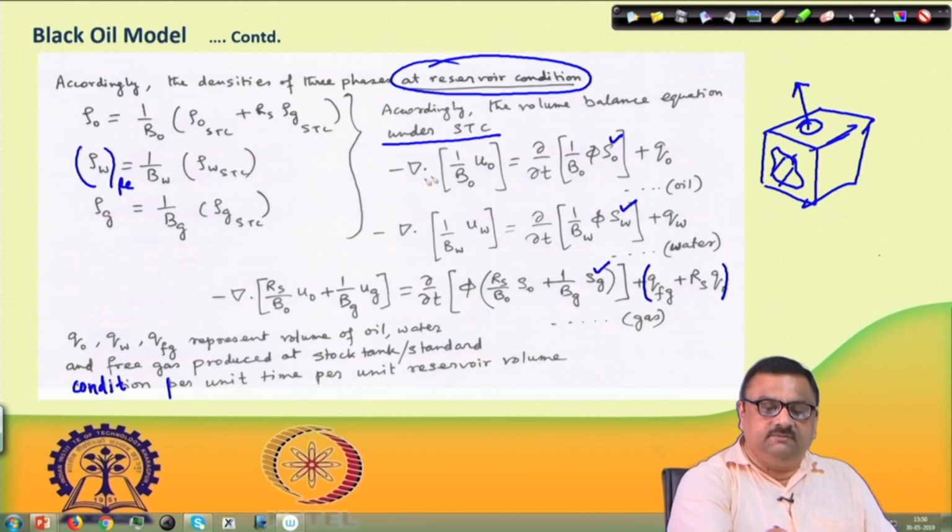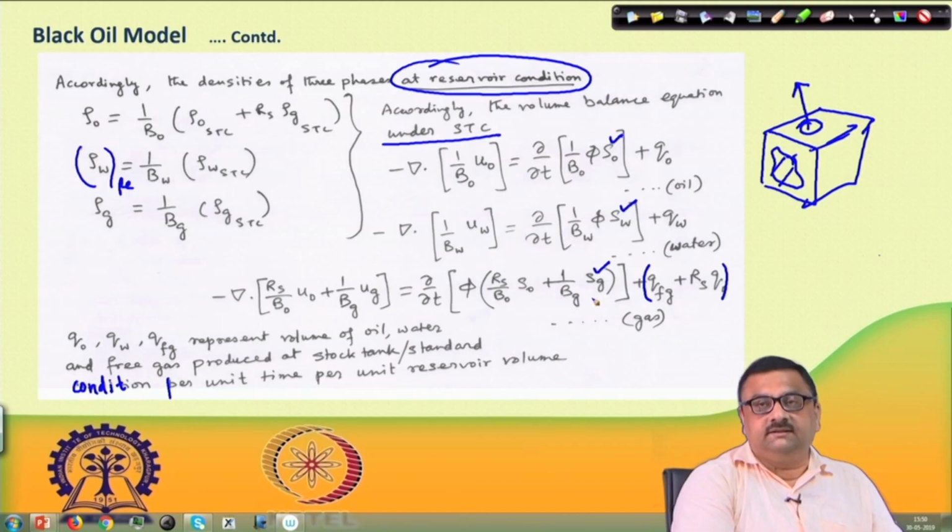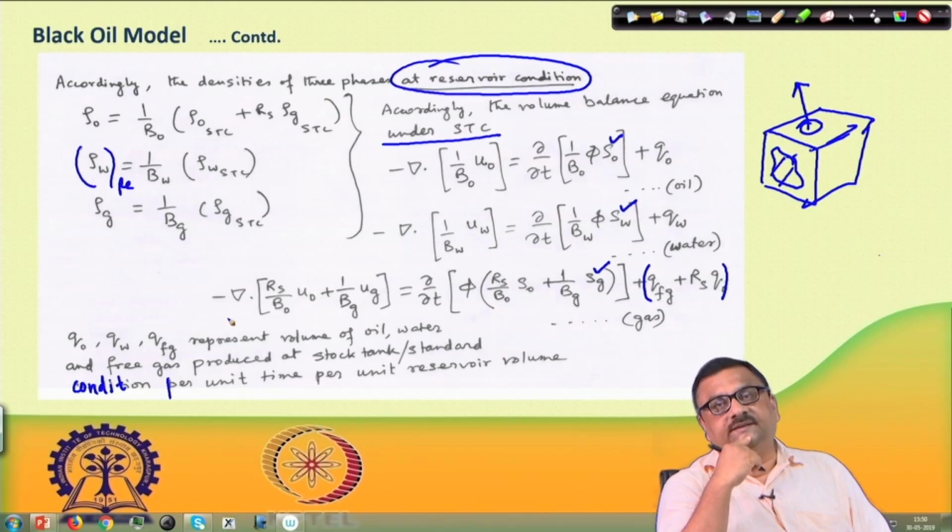Okay. So, this is basically the continuity equation, and one can now see that this is 1 by Bo uo, okay, this is uw, and this is uo plus Rs by Bo uo plus 1 by Bg ug. Here the accumulation term is also both in the oil phase as dissolved gas as well as in the gas phase. So, this is a little complicated, but this is the relation for the gas phase. So, one is supposed to solve these equations now when it comes to the three phase flow, and this is the simplest way to explain.